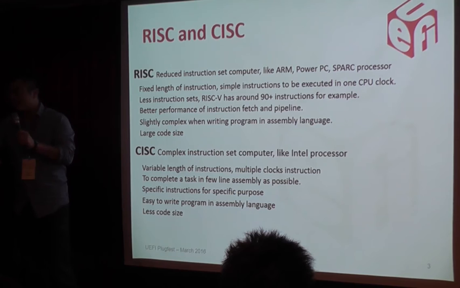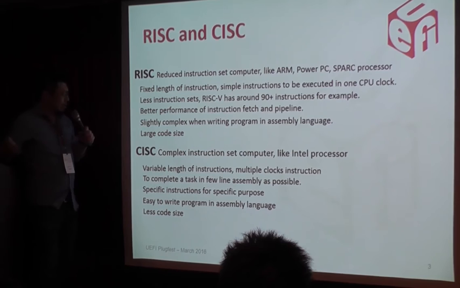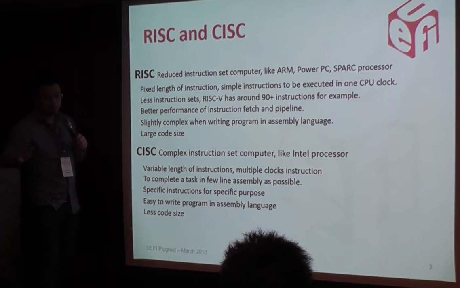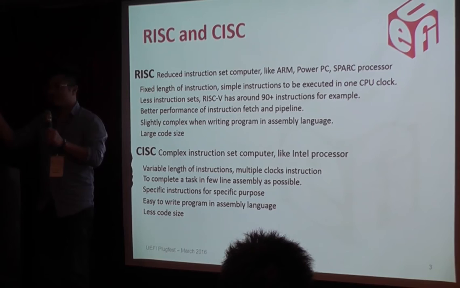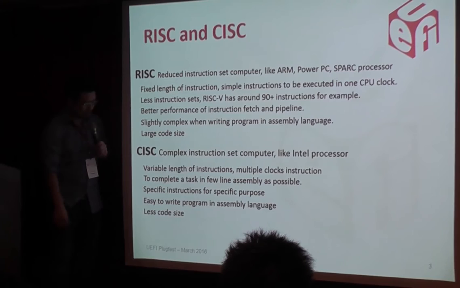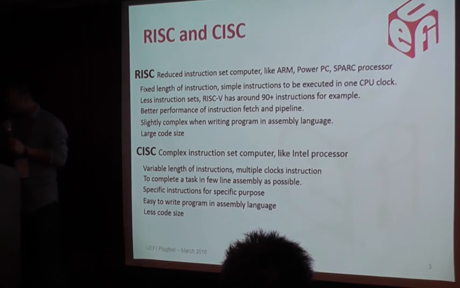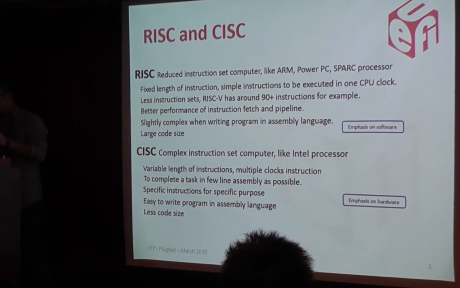In contrast, CISC is the complex instruction set computer, like Intel x86, where the aim is to complete a task with as few lines of assembly as possible. For example, an exchange is only one instruction, but on RISC you probably need three lines of assembly language. Because of this, CISC gets a smaller code size, and it's very easy to write a program in assembly. So we can say RISC emphasizes software, and CISC emphasizes hardware, with processors supporting specific instructions.